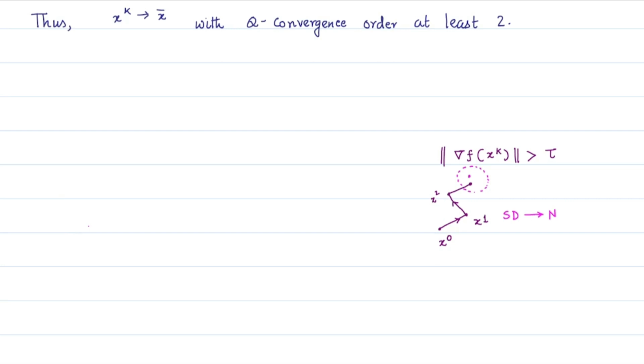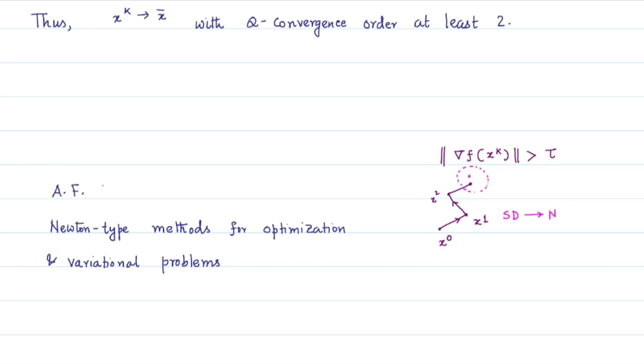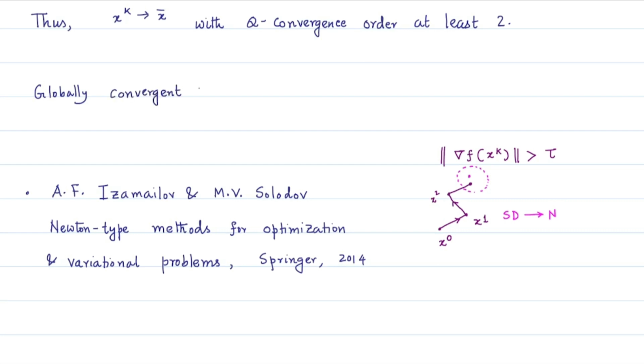For an elegant reference on different variations of Newton methods and several globally convergent modifications of Newton's method, I would suggest you follow a book entitled Newton-Type Methods for Optimization and Variational Problems by Izmailov and Solodov, which came out through Springer in the year 2014. Here I mention neatly this globally convergent modification of the Newton method.